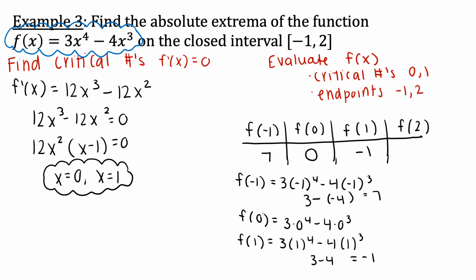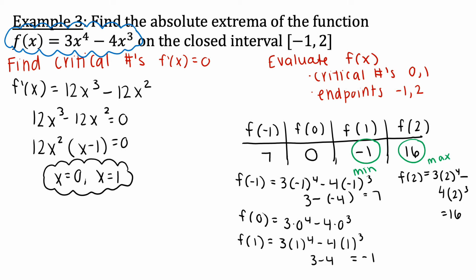And finally, f of 2, and I'm out of room again. f of 2 gives us 3 times 2 to the fourth minus 4 times 2 cubed, which should give us 16. Now looking for our minimum value and our maximum value. -1 was the smallest value we got out. That makes it our minimum. 16 was the largest value, which makes it our maximum.